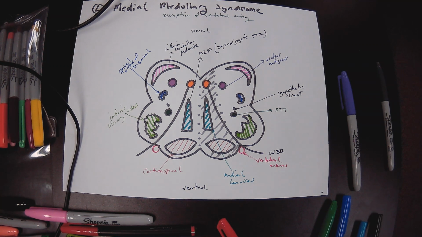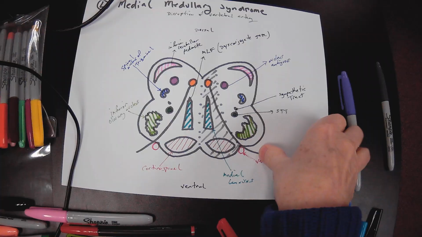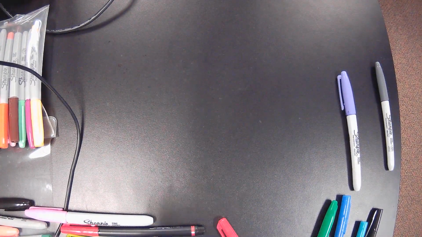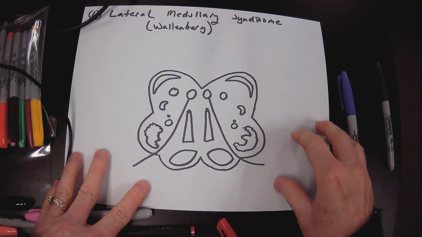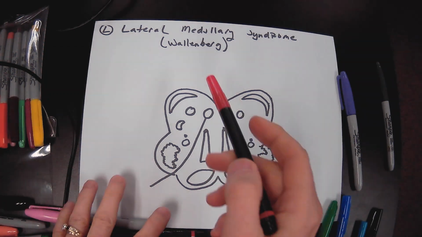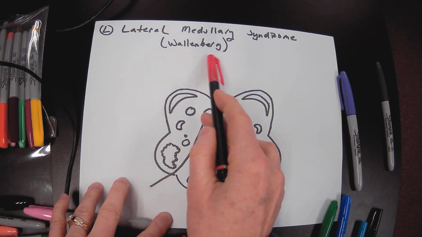Okay, let's move on to the next one. This is going to be lateral medullary syndrome. Lateral medullary syndrome is probably going to be one of your more common. It's so common it has a name, and it's called Wallenberg's syndrome.